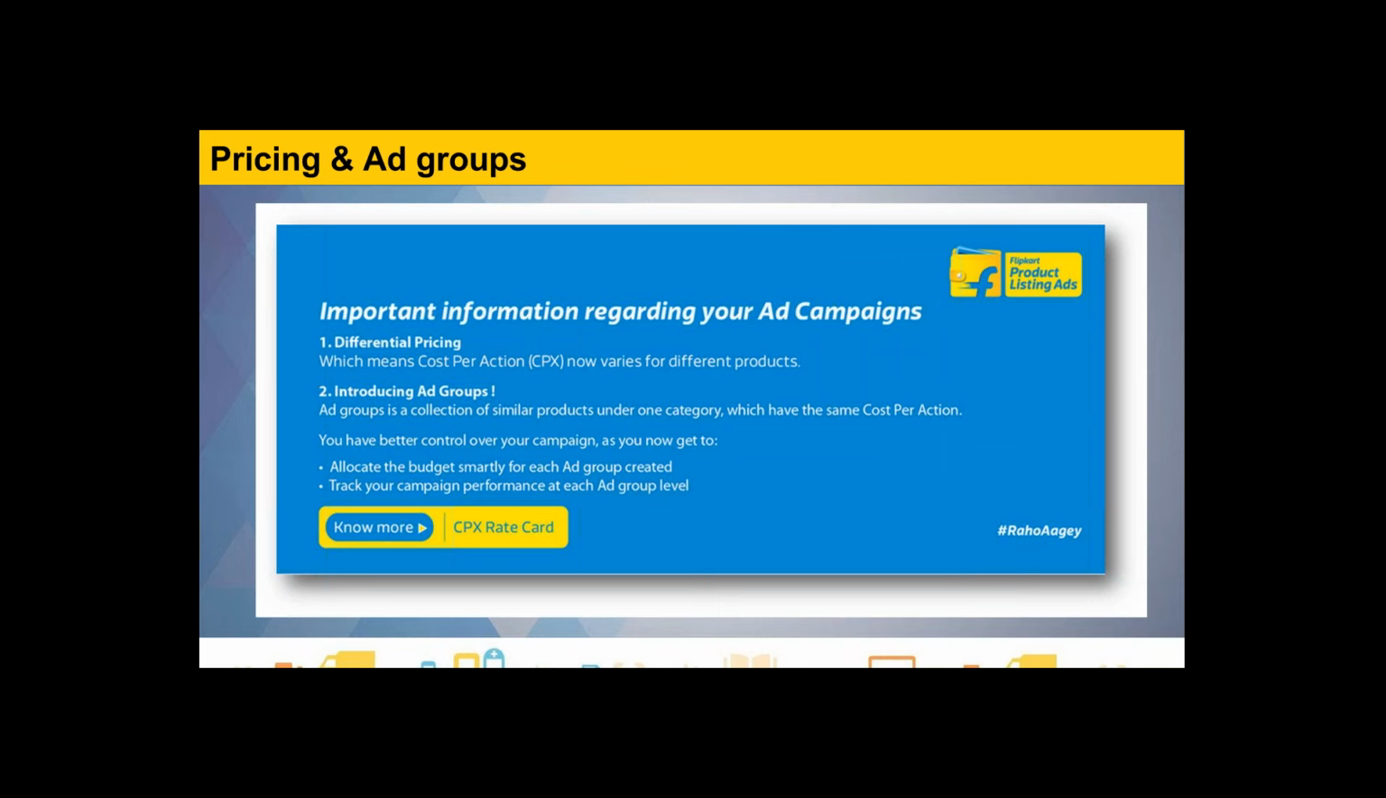What are ad groups? An ad group is a collection of similar products under a category, which has the same cost per action. With this, you now have the power to customize your budget for different categories and track them separately. Every ad group has a different product mix which showcases different demand supply curves, margins, opportunities, and RPC. Hence, they also need to be priced differently.